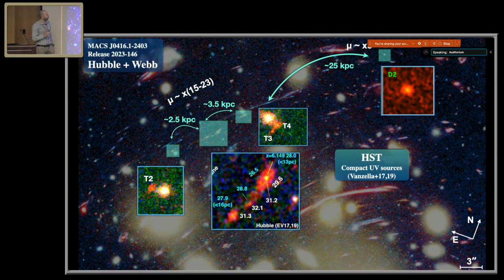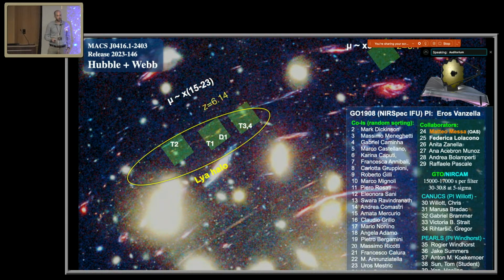And already with HST, it was clear that behind this Lyman alpha halo, there are very compact UV sources. There are 3 main ones, which is the one I'm showing here. And what I'm presenting now is a study based on NIRSpec IFU data from this Cycle 1 program led by Eros Vanzella, plus NIRCam from the CANUCS and PEARLS team, sorry.